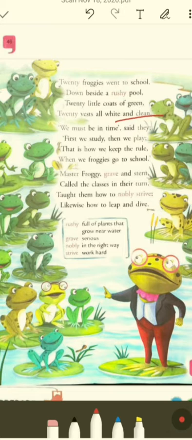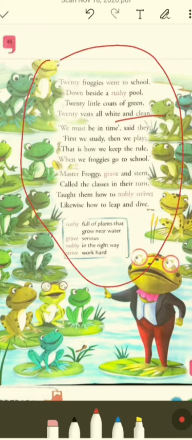We must be in time, said they. First we study, then we play. That is how we keep the rule when we froggies go to school. Master Frogs, grave and stern, called the classes in their turn, taught them how to nobly strive. Nobly means work hard in the right way. Okay. Likewise, how to leap and dive. Okay. It's a funny poem.